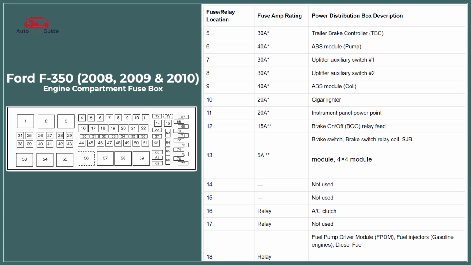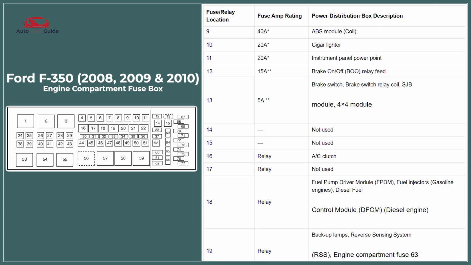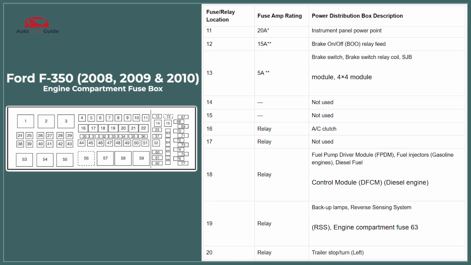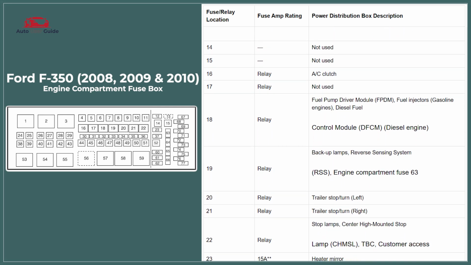It uses high current fuses and relays to support major power distribution functions. The layout is designed for easy access to critical components. It also helps isolate faults to prevent damage to key electrical systems.